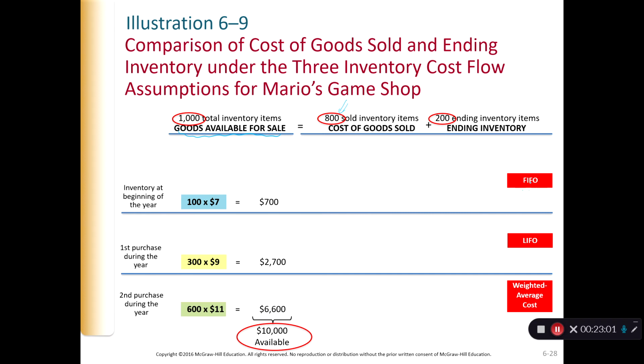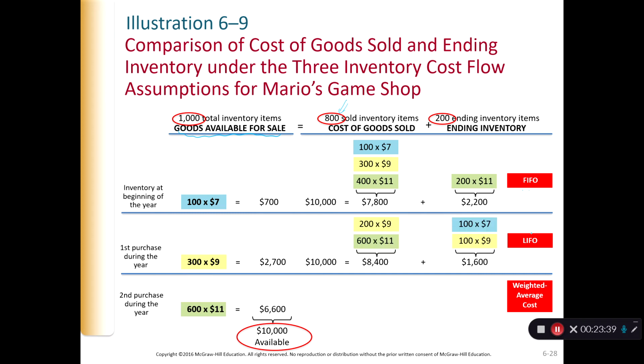For the FIFO method, we start with the top layer, so that means we take the 100 out. We sell every unit of the 100 at $7, and we sell every piece of the first purchase, and we sell about 400 out of the second purchase, right? We're taking inventory from the earlier to the later, and then the leftover ending inventory is actually coming from the latest purchase, which is 200 at $11 each.